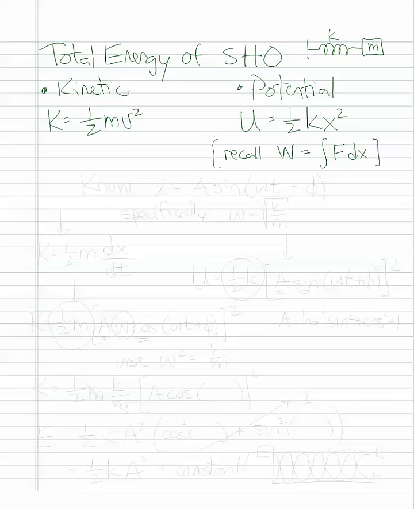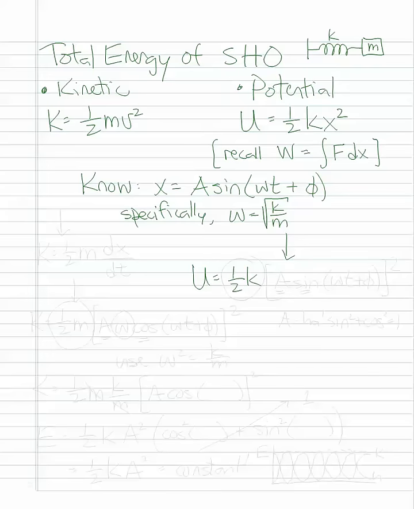So we know that the solution for the simple harmonic oscillator is x is some amplitude A sine omega t plus phi. Now, for our specific case, we know that omega is the square root of k over m. So let's continue on then. Let's start actually with the potential energy here. We know what x is, so the potential energy is 1/2 kx squared.